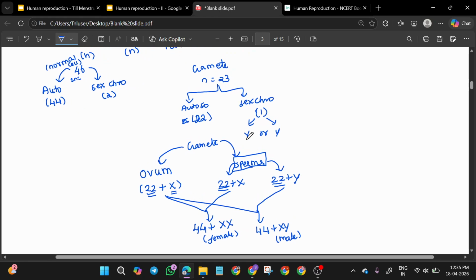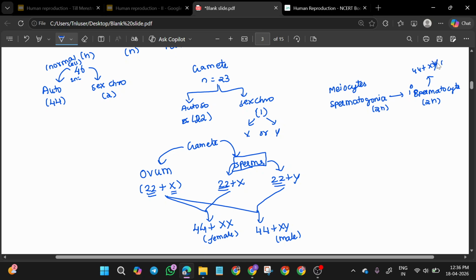So here, they will give a term called myocytes. Myocytes means those cells which are going to undergo meiosis, like spermatogonia. Spermatogonia is the cell which is going to undergo meiosis, or we can say even more, the primary spermatocyte. This is going to be diploid, means it is 2n. It will be 44 plus XY, because in case of males it is always 44 plus XY.